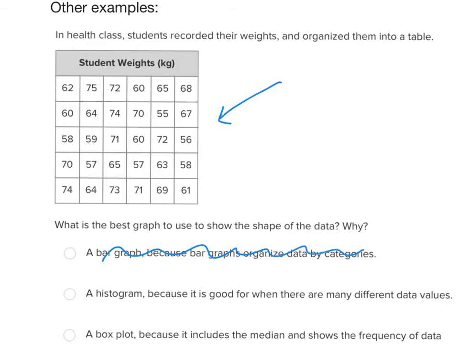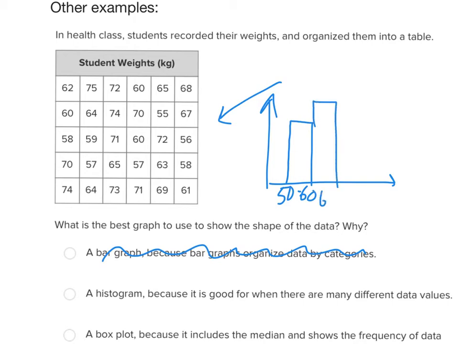That wouldn't make sense. A histogram would make sense because you could make a histogram that looks like a bar graph where the bars or the bins have a range of 50 to 60, and then the next one would have a range of 60 to 70, and so on. Or you could go by fives. That would make sense. I think a histogram would be wise.